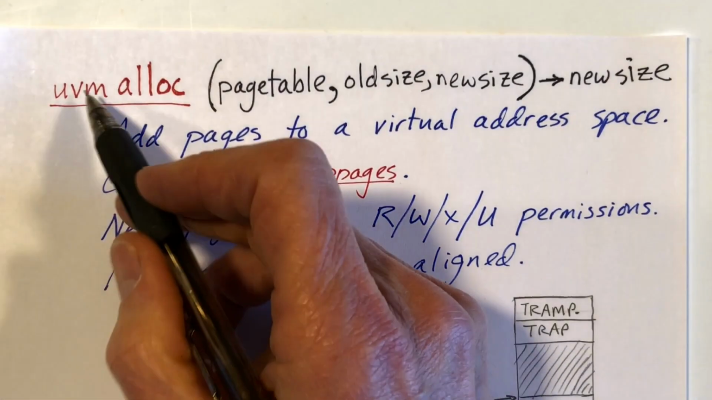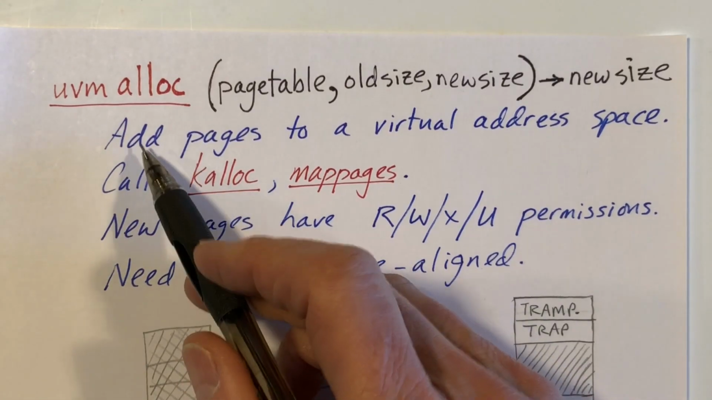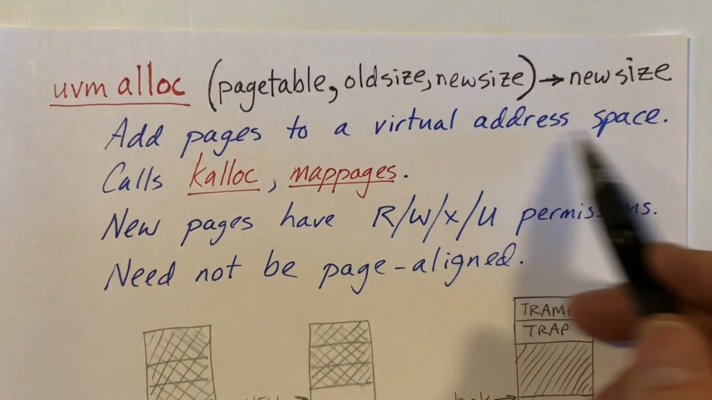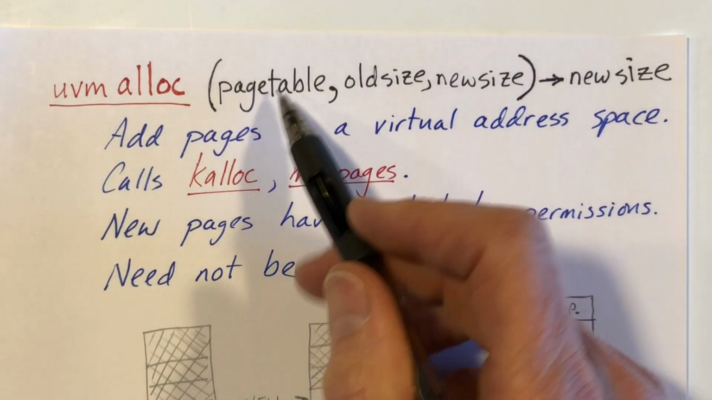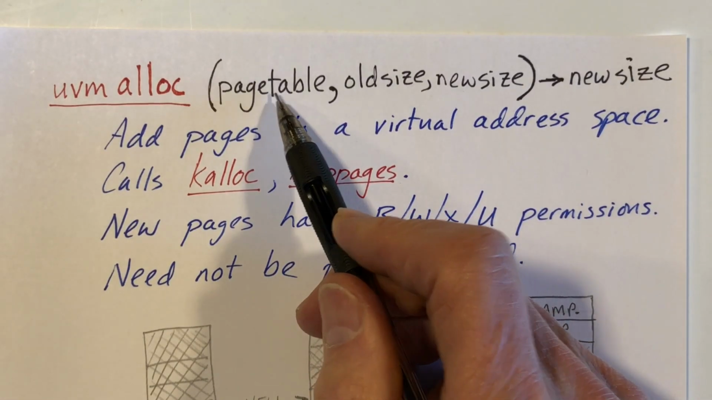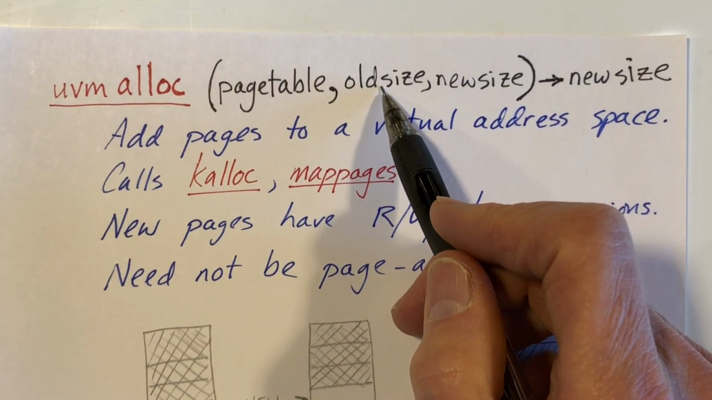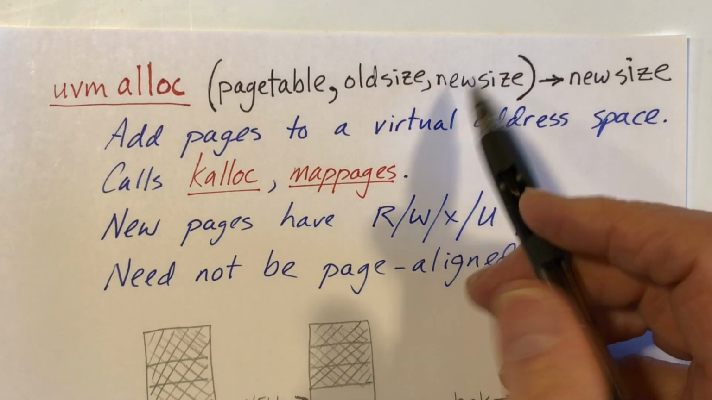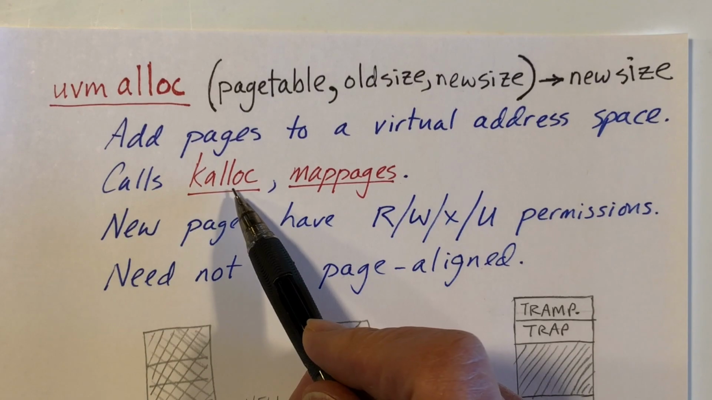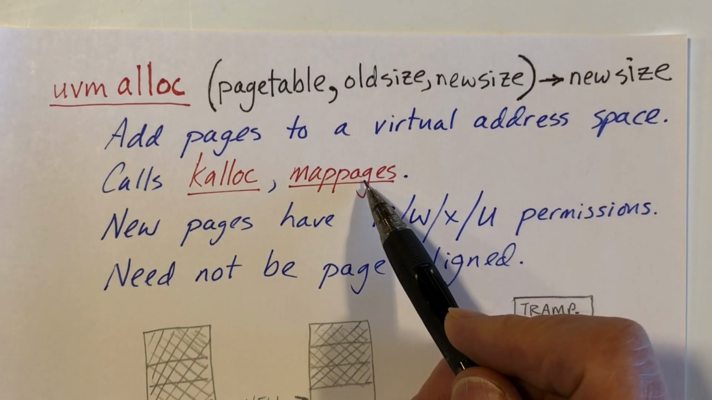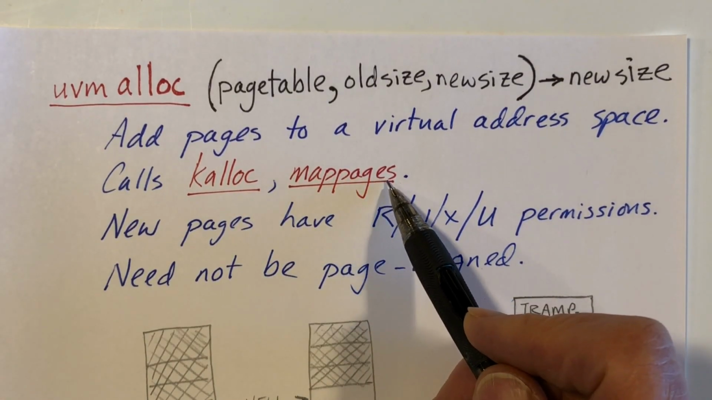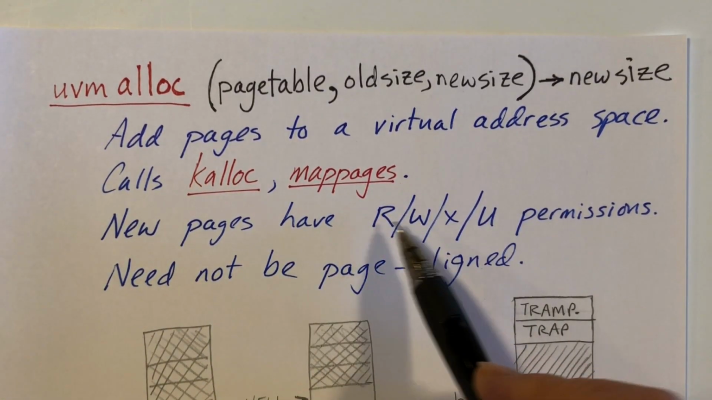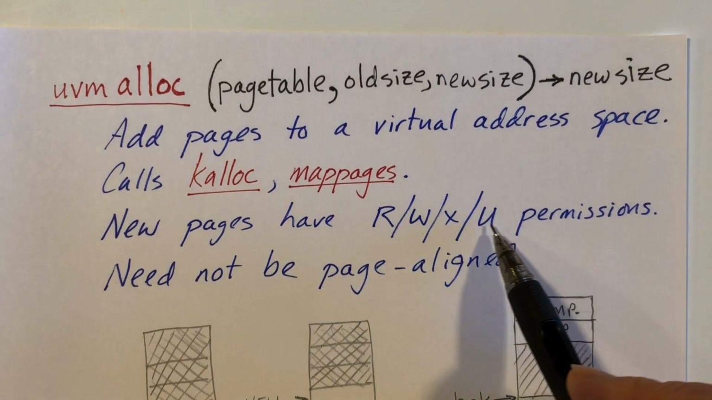The next function to look at is uvmalloc, which will add pages to an existing virtual address space. It's passed a pointer to the existing address space and the size of the old virtual address space, as well as the size we'd like to bring it up to. So it calls kalloc to allocate physical pages, and it calls mappages to add page table entries to the page table. The new pages will be marked readable, writable, executable, and accessible in user mode.